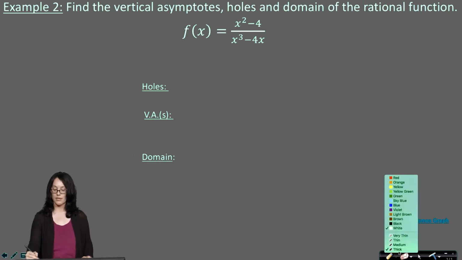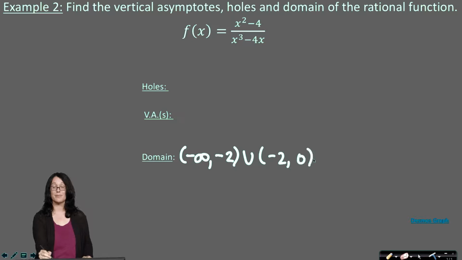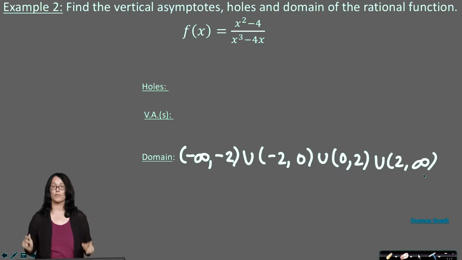Well, since we've already talked that part through, I think we're going to be in good shape. What was the domain? It was negative infinity to negative 2. Good job. It was negative 2 to 0. Then what? It was 0 to 2. And then it was 2 to infinity, wasn't it? So there were 4 segments that were allowed when there were 3 exclusions.